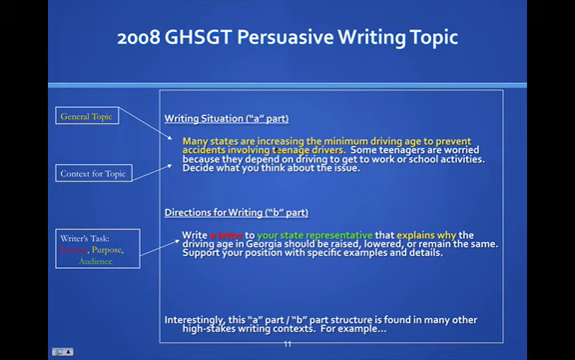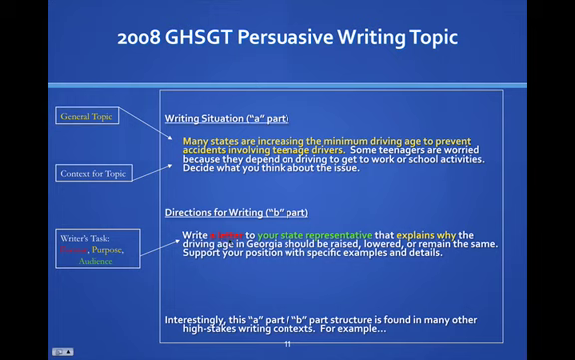Many states are increasing the minimum driving age to prevent accidents involving teenage drivers. That is your general topic. The context is in white. Some teenagers are worried because they depend on driving to get to work or school activities. Decide what you think about the issue. And then directions are in part B.